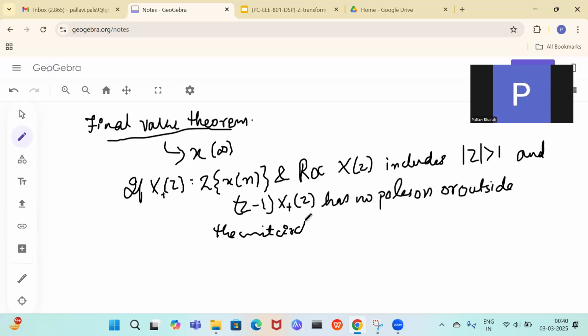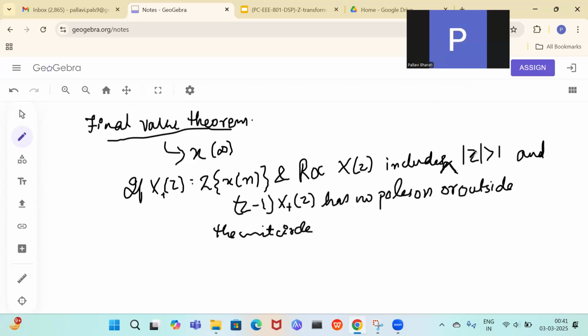First, let us see the conditions once more. This condition simply says that if the Z transform of x(n) is X(z), and the ROC includes mod z greater than 1, it can be anything other than that, but it should include mod z greater than 1. Includes but is not necessarily confined, that means it can be something else also. It has to include mod z greater than 1, but not only that much.